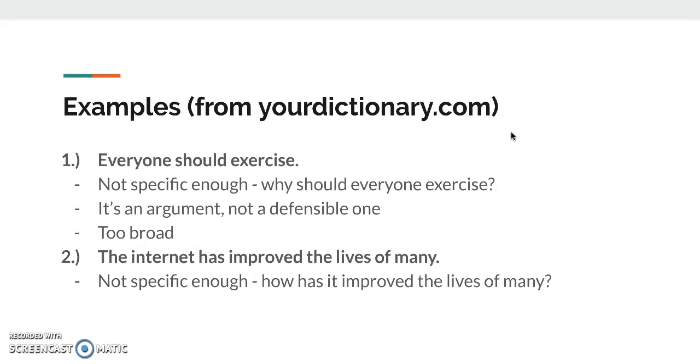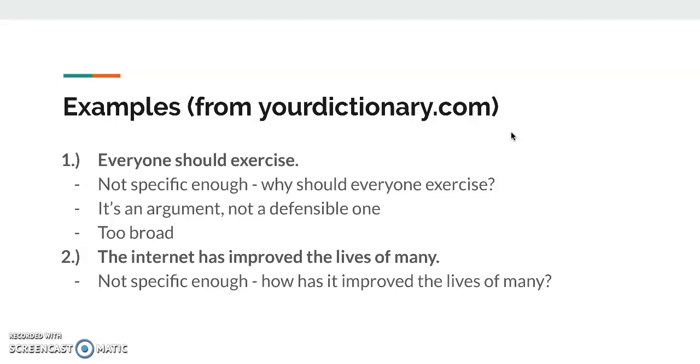Sorry. So these are just some examples I took from yourdictionary.com. They're not mine. Number 1 is everyone should exercise. This is a thesis statement, but it's not strong. It's really weak because it's not specific enough. It doesn't mention why everyone should exercise. It's an argument, you can refute it, but it's not really a defensible one just because it's too broad.